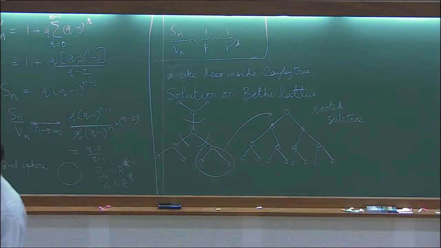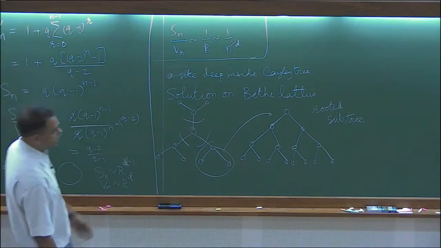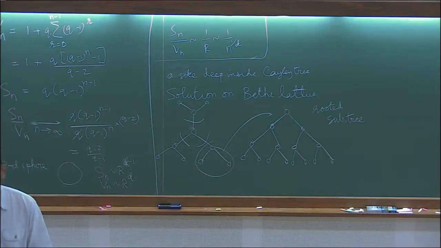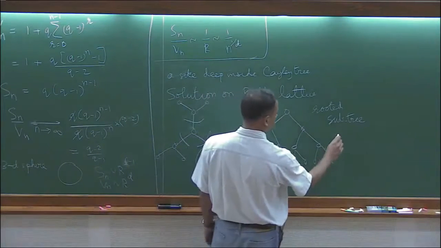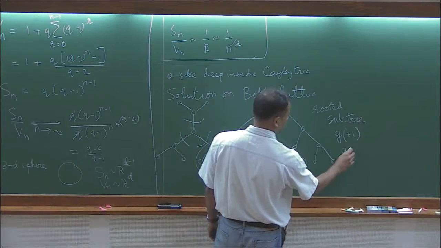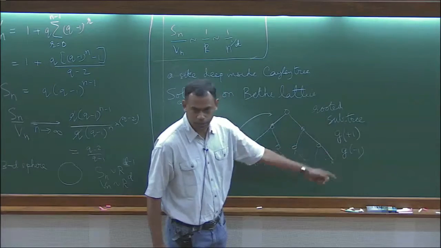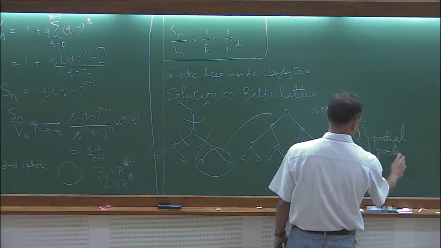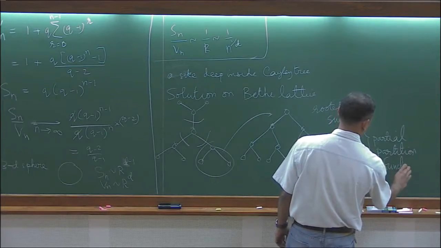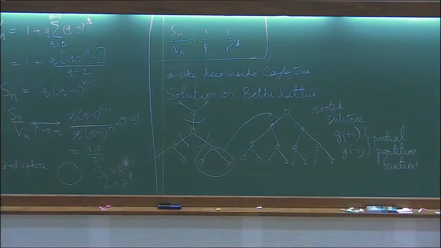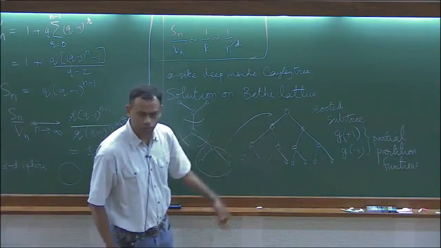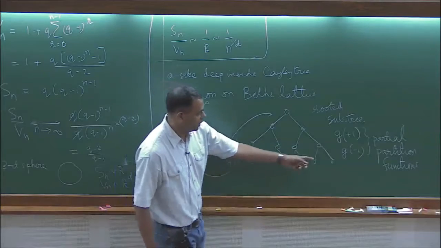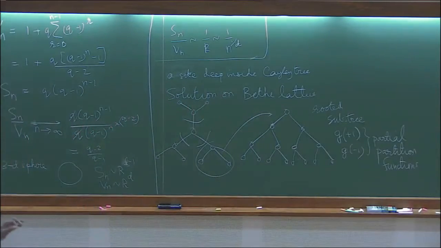So it's a tree with one root site being a bit different from the other sites. Suppose I give you the partition function of this particular rooted subtree of n generations. I tell you the partition function of this subtree is g of plus 1 or g of minus 1, depending on whether the root site is plus 1 or minus 1. So I'll call these partial partition functions. Is that clear? The root site can take value plus 1 or minus 1, and conditioned on the root site being plus 1, I'll call the partition function g of plus 1, and otherwise g of minus 1.